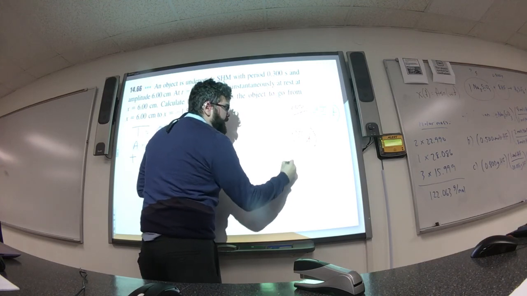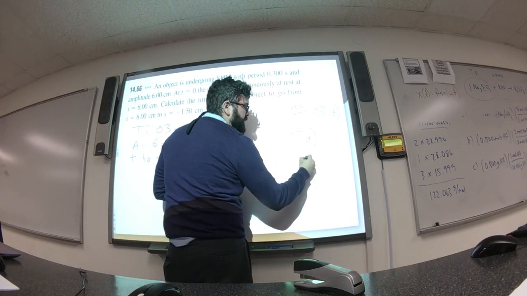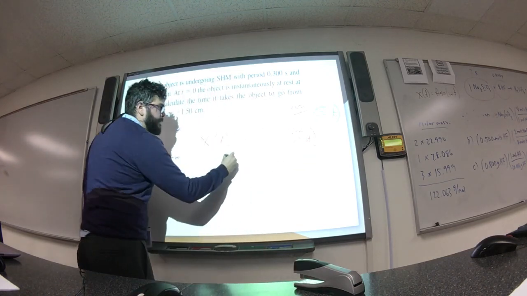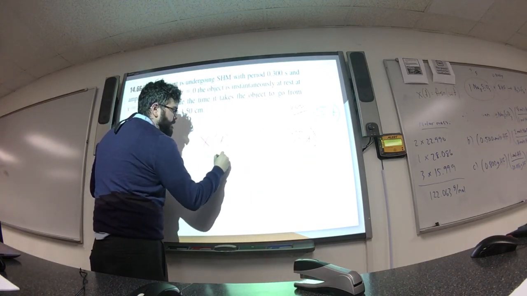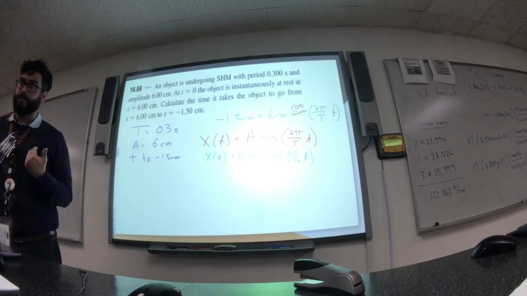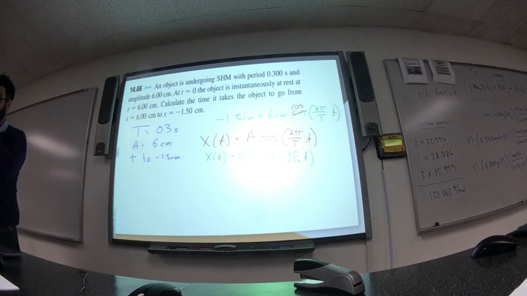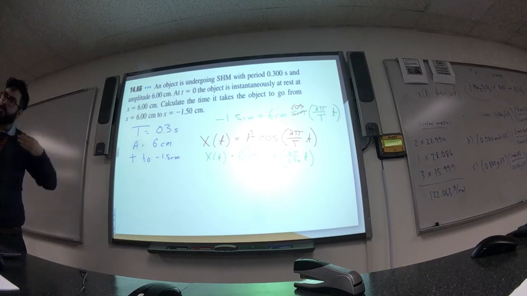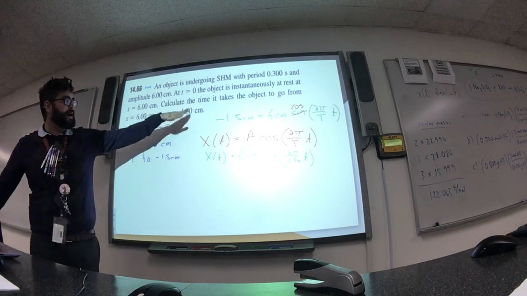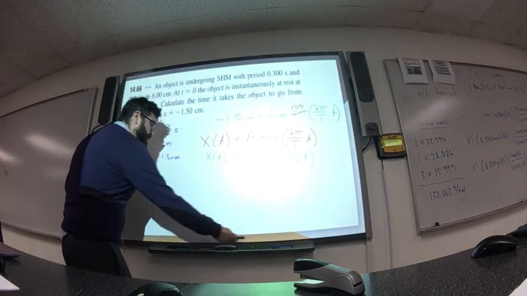What is my period? 0.3 seconds times t. So this is x of t. Now x of t represents what? The position. Where I am at some time. So what does it want me to find? The time at negative 1.5. So I'm going to plug in negative 1.5 for x of t and try to solve for that t.